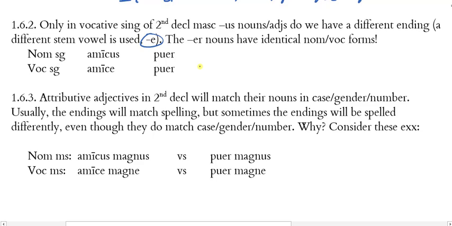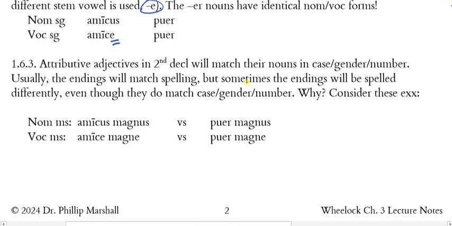But with ER nouns, their nominative and vocative forms do follow the rule of being identical. Okay, so just as an example, we have amicus for nominative singular, but vocative singular amice. Okay, we changed to that. But puer has the identical form for nominative and vocative. So just wanted you to see that laid out here this way.